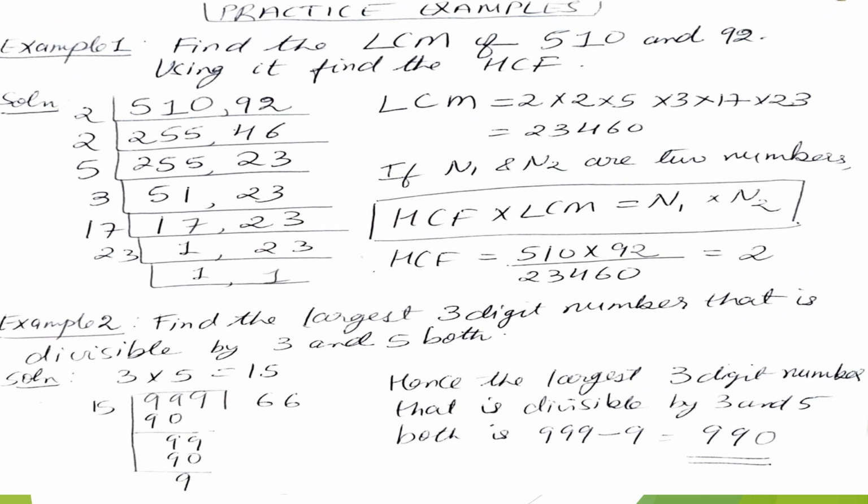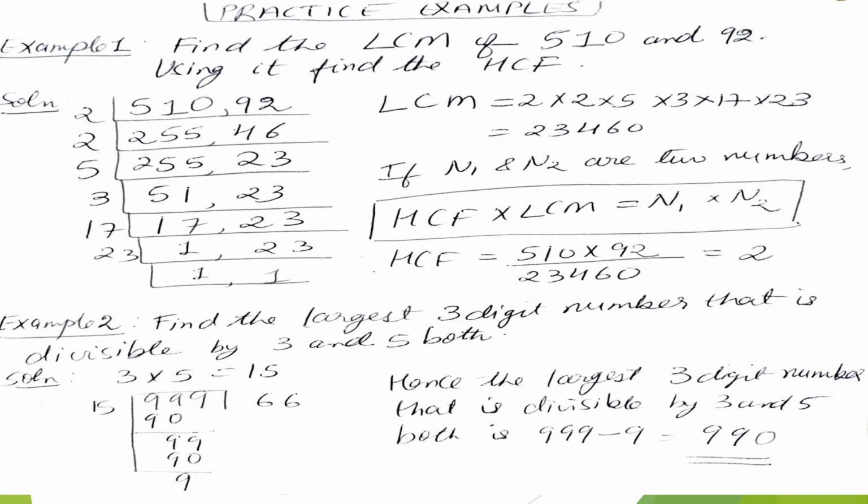Friends, let us solve some practice examples which will cover all the key concepts of the chapter. First example, find the LCM of 510 and 92. Using it, find the HCF. Now you know how to find the LCM. We have found the LCM of 510 and 92, and it is 2 into 2 into 5 into 3 into 17 into 23, which is 23460.